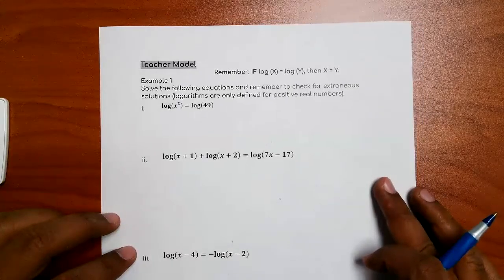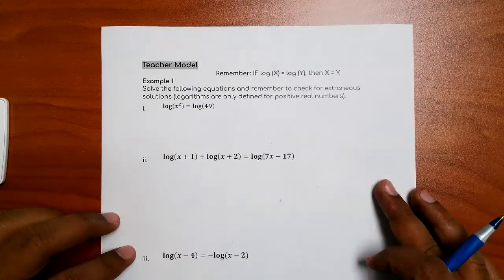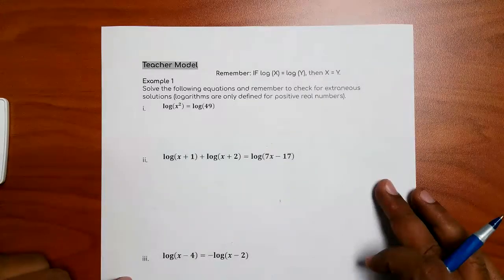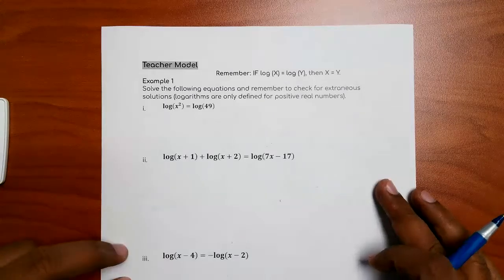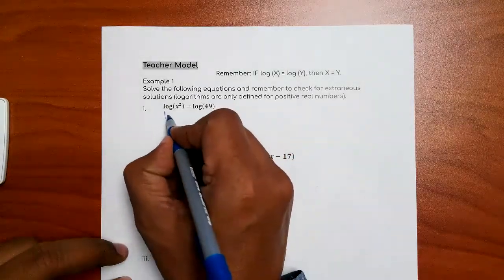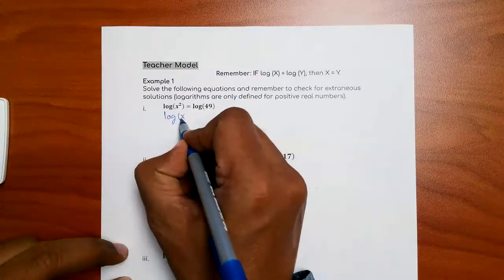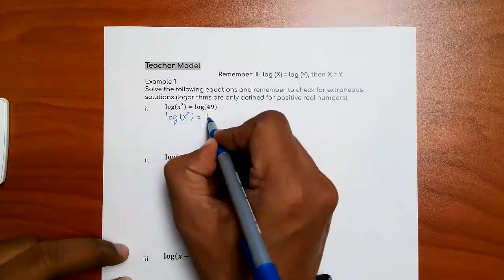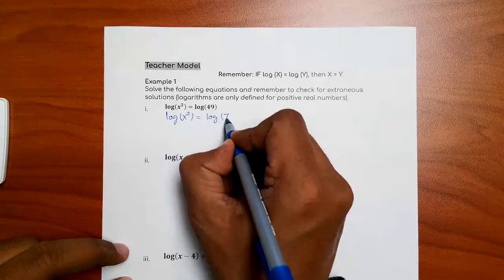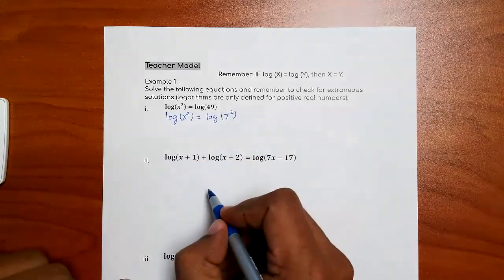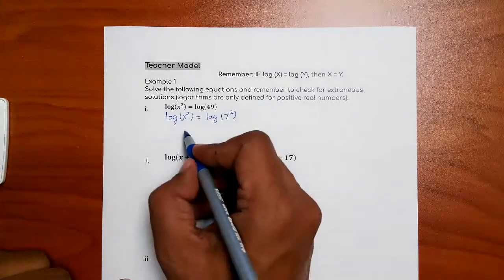For your convenience, I stated this property one more time. If log x is equal to log y, then x is equal to y. Now let's do this first problem. So we have log of x squared equals log of 49. We can also rewrite this as log of x squared is equal to log of 7 squared. Okay, and then we can just get rid of the log.